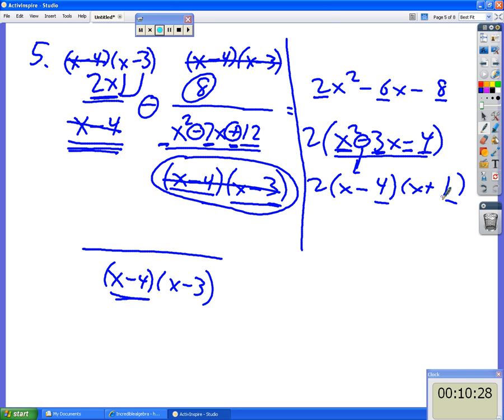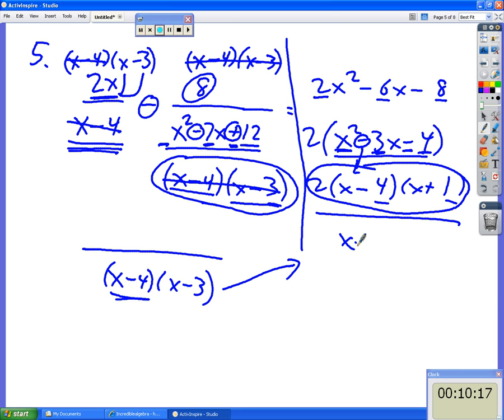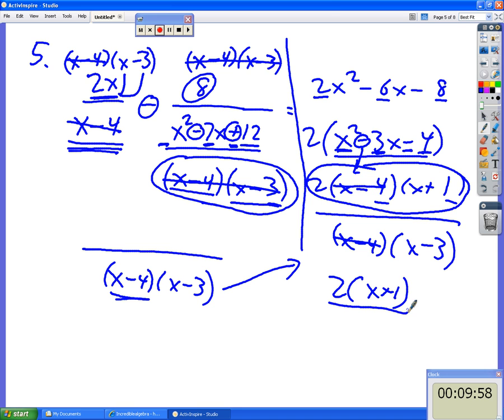So this is my numerator. Factored all the way down. My common denominator is over here. Bring it underneath. So I have x minus 4 times x minus 3. Now what cancels? The x minus 4 on top cancels with the x minus 4 on the bottom. And I'm left with 2 times x plus 1 on the top over x minus 3 on the bottom. And that's what I get when I subtract these two fractions. There's problem number 5.